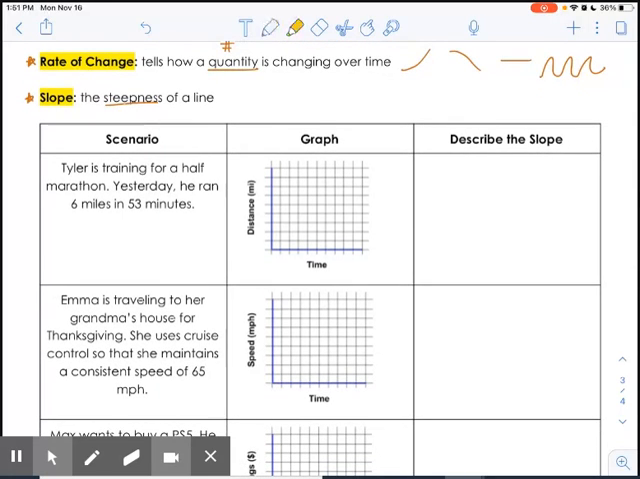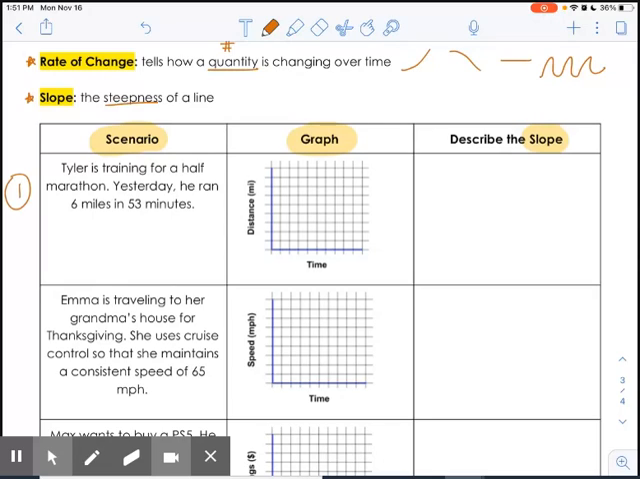And then if you're writing by hand, you are going to make a table. So I want you to title scenario, graph, and slope. But I'm not going to make you write every single thing down. I'll show you exactly what to write down. So write those titles down, scenario, graph, and slope. And then we're going to do example 1. So you can write number 1.